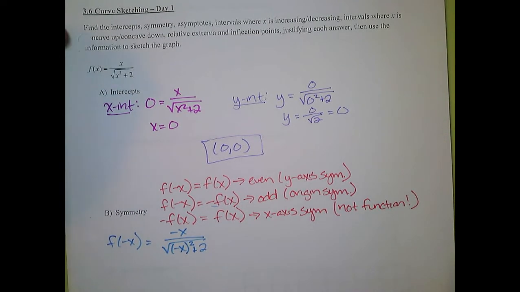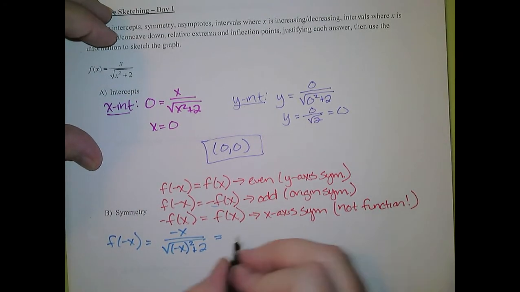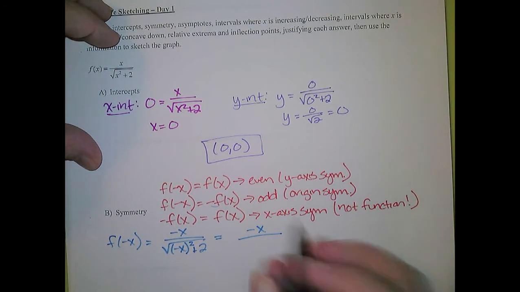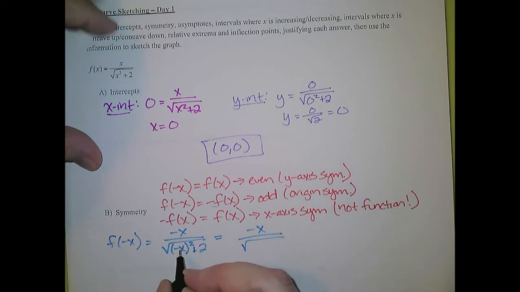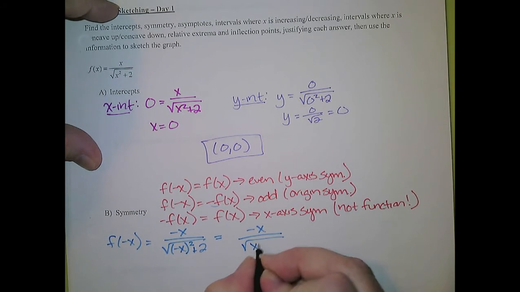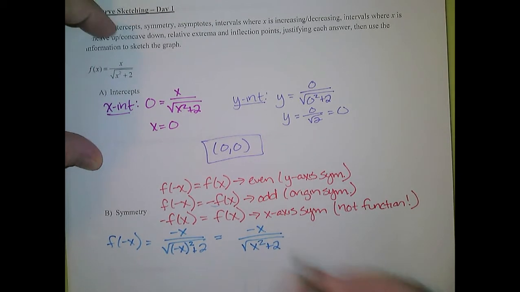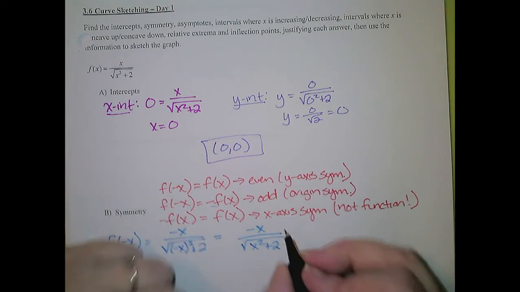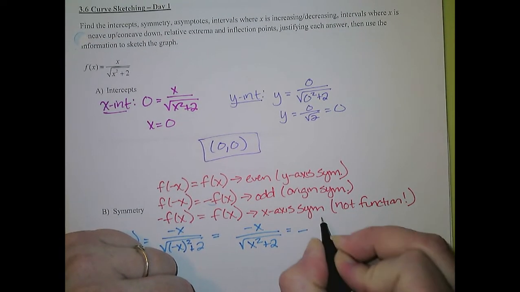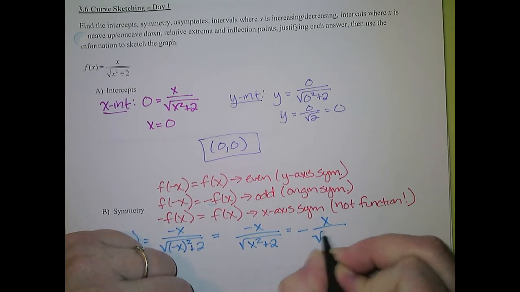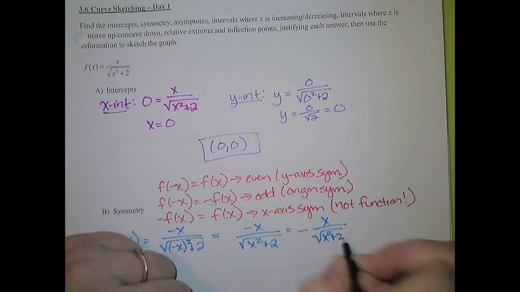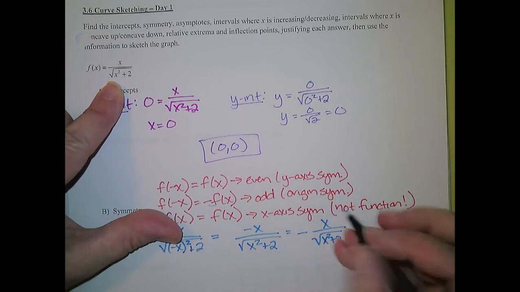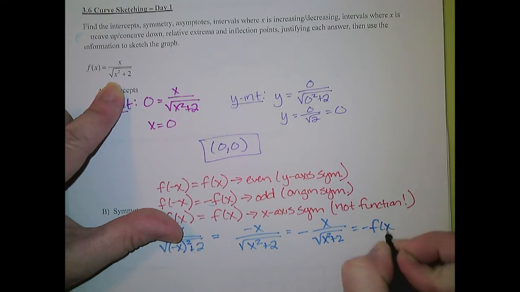So on top I have negative x. On the bottom, if I square that negative x, then I just have x squared plus 2. And notice what I ended up with when I simplified. If I pull that negative from the numerator just out to the front, negative x divided by square root of x squared plus 2, then I have the opposite of my original function. In other words, I have negative f of x.